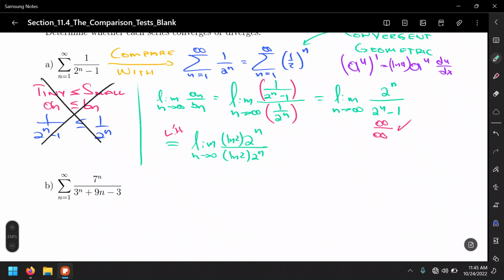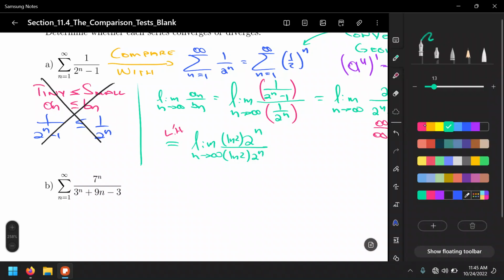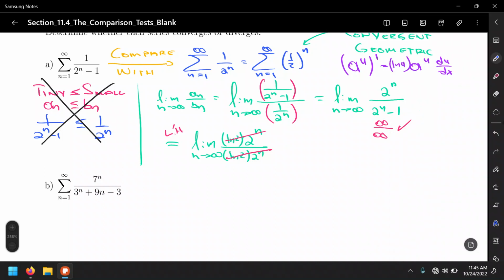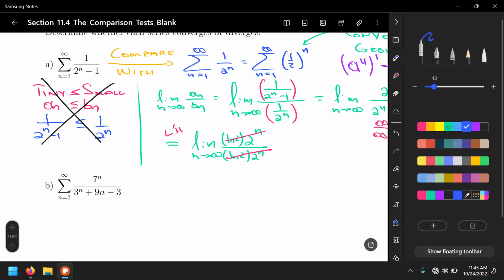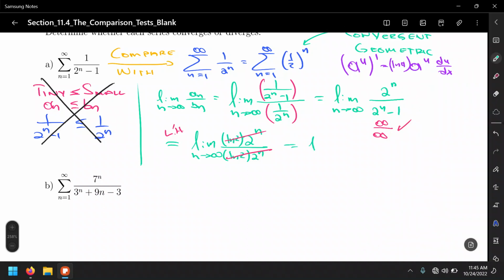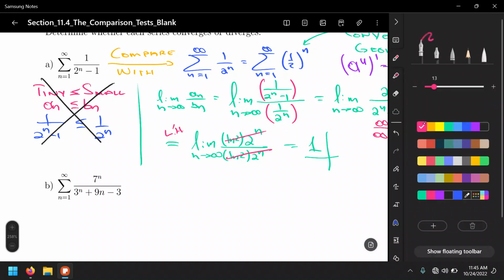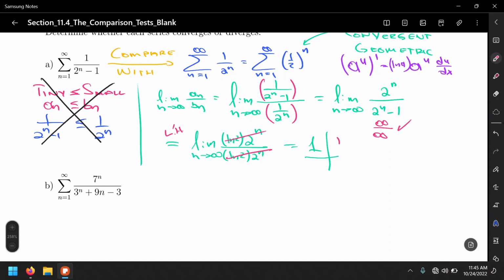And as n approaches infinity, check how these two divide out. Everything divides out, and in the end, what survives? 1. We're left with a 1. So that's the limit. That's the answer to the limit. There's a couple of things that we need to check about that limit. Number 1, is it positive? Is it finite?